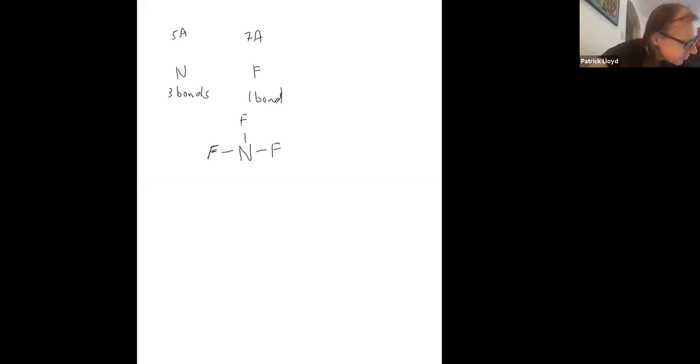Now again, why 3 bonds? Because it's in group 5A, it needs 3 more electrons. By having 3 bonds here, 3 different fluorine atoms, that's going to give it a total of 8. Okay, 5 plus 3 is 8. But each fluorine only needs 1 bond. So mathematically, the way that's going to work out is you're going to get this: each fluorine has 1 bond, each nitrogen has 3. So that works out as NF3.